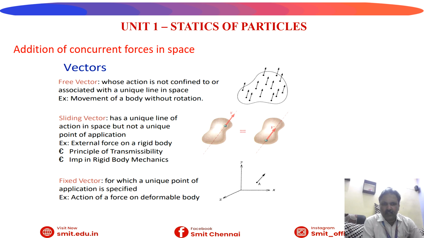So, for a free vector, the action is not confined to or associated with a unique line in space. In the sliding vector case, the unique line of action in space should be taken into account. That is important. A fixed vector is one for which a unique point of application is specified, for example the action of a force on a deformable body. When you apply some force on a body, some deformation will happen. That is a fixed vector.